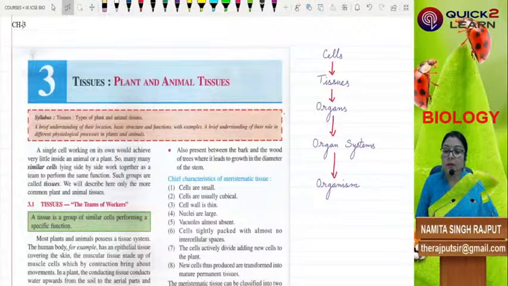Hello 9th class. Today we are going to start with the third chapter of your biology, that is tissues, plant and animal tissues. So we are going to deal with both plant and animal tissues in this chapter.